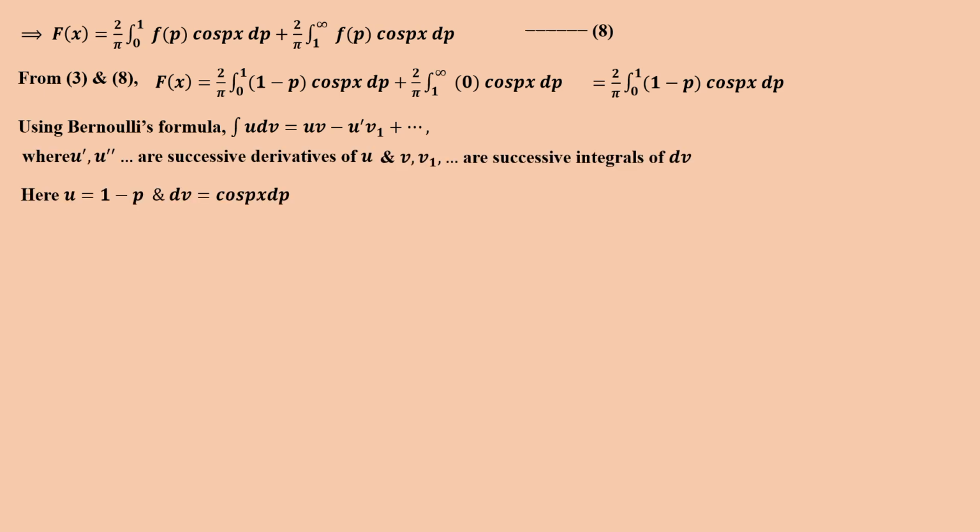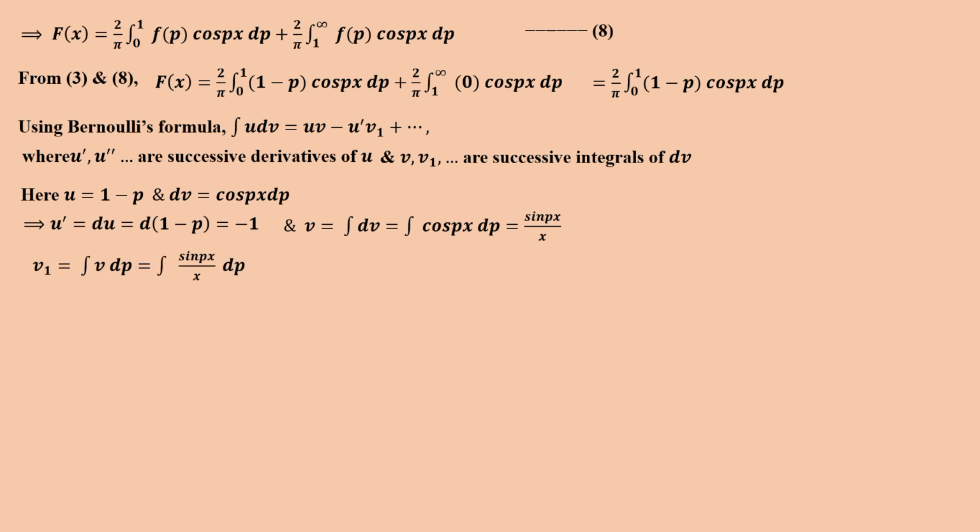So here u is equal to 1 minus p. Here differentiation is with respect to p, right? And dv is equal to cos px dp. Therefore u dash, that is du, is equal to the derivative of 1 minus p with respect to p, that is minus 1, and v is equal to the integral of dv, which is the integral of cos px dp, which is equal to sin px by x, and v1, which is equal to the integral of v dp, which is the integral of sin px by x dp.